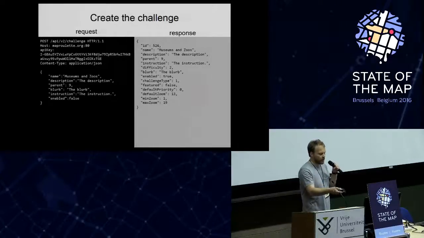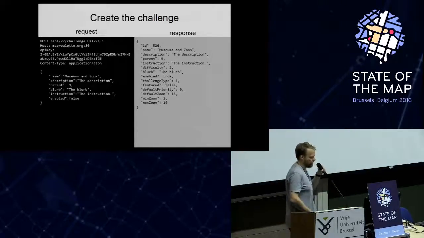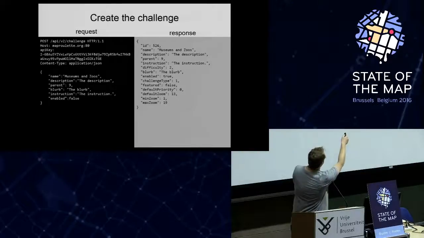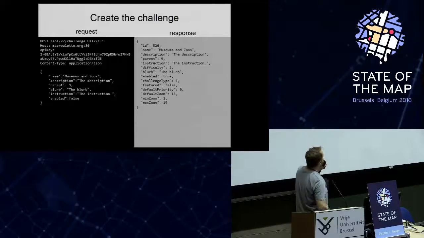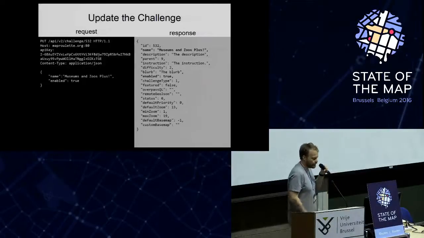And then the response would be basically a very similar JSON, but where you would get an important piece of information, the challenge ID, which is new for a newly created challenge, and that you will have to use in subsequent calls to create tasks and modify challenges.